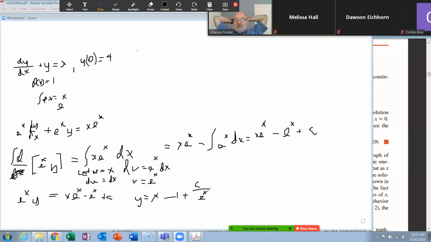I think we're okay because we're going to use our initial condition. When x equals 0, y is equal to 4. So this would give us that 4 is equal to 0 here, a minus 1 here, plus c over 1, because e to the 0 is 1. So that would be c. Then add 1 to both sides, and you get c is equal to 5.